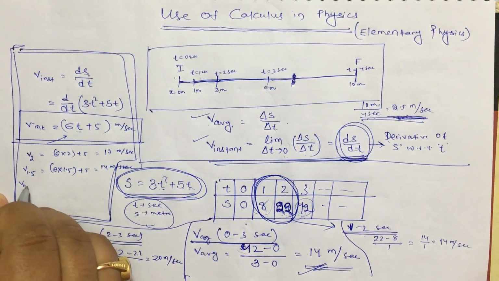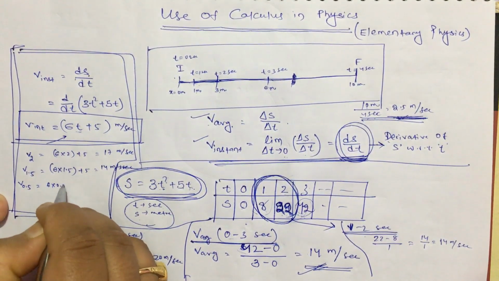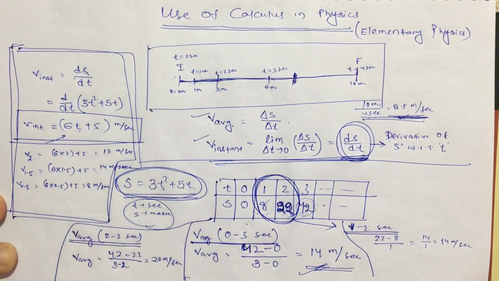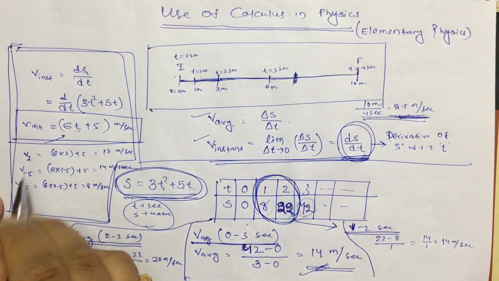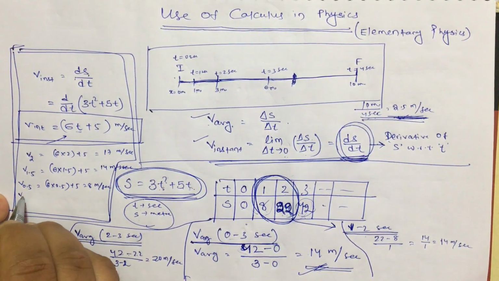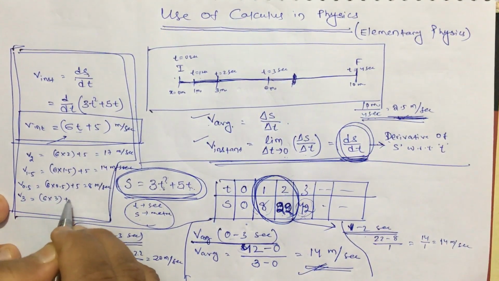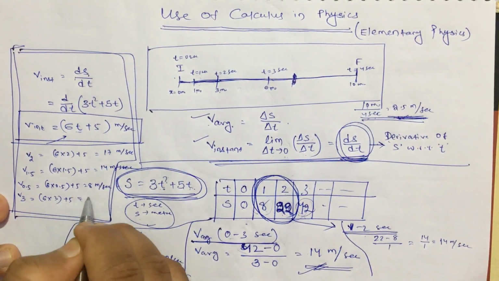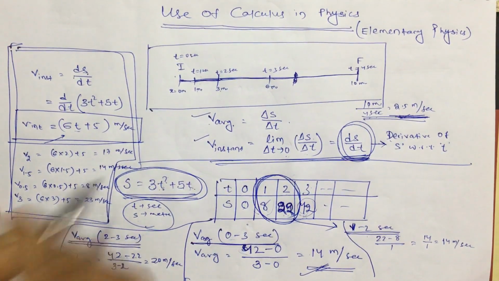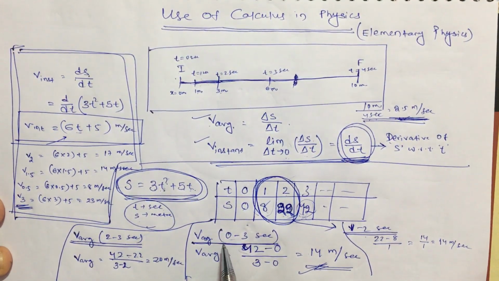If someone is asking you what is the speed at 0.5 second, put here t equal to 0.5. 6 into 0.5 plus 5 is equal to 8 meter per second. At any time you can find the speed. What is the speed at exactly 3 seconds? If you put 3 here, it will be 6 into 3 plus 5. So it will be 18 plus 5, that is 23 meter per second. Like that you can find the speed at that particular instant. It is the speed at 3 seconds, whereas earlier it was the speed between 0 to 3 seconds.